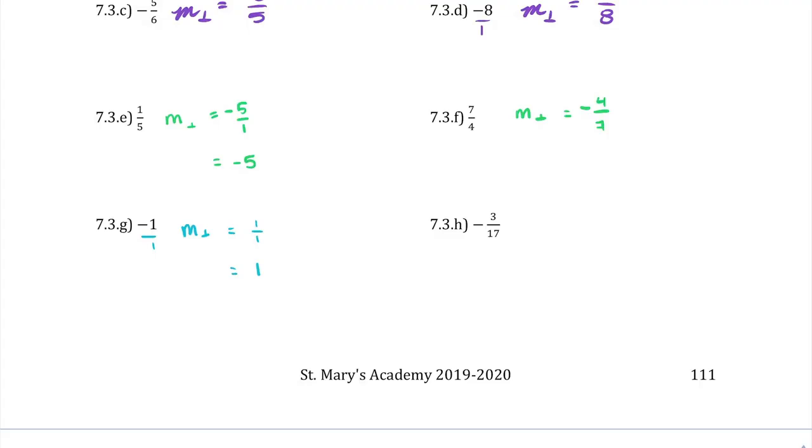And last but not least, we've got this slope of this perpendicular line. And we're flipping it the same. So the 17 on the top, the 3 on the bottom, the negative becomes positive, and we're good.